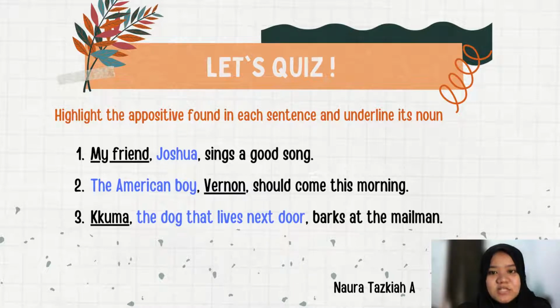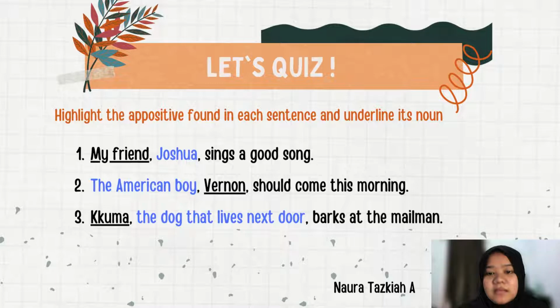After studying the material about the appositive, now let's do some quizzes to enhance our understanding. So the first quiz is, we should highlight the appositive found in each sentence below and underline its noun. Number 1, my friend Joshua sings a good song. In this number, we can identify the noun friend with the one-word appositive Joshua that gives us extra information about the subject. And number 2, the American boy Vernon should come this morning.